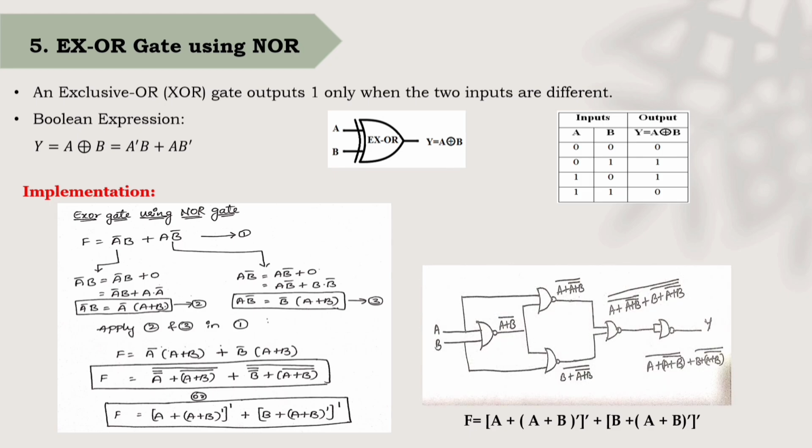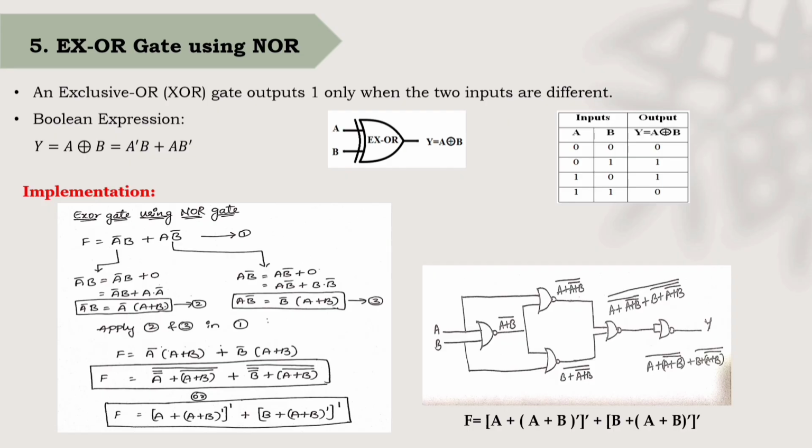This is how the circuit of the XOR gate will look when we design it only by using NOR gates. For the first NOR gate, we are giving the input sets A and B, so we are going to get (A plus B) whole bar. In the final expression, we are saying (A plus B) whole bar whole bar.